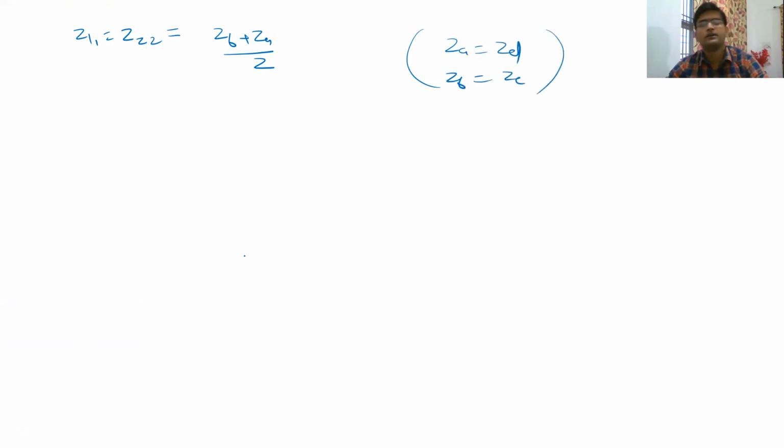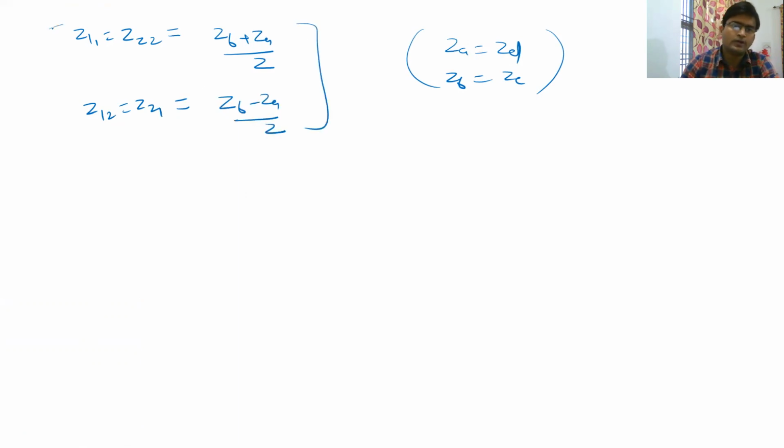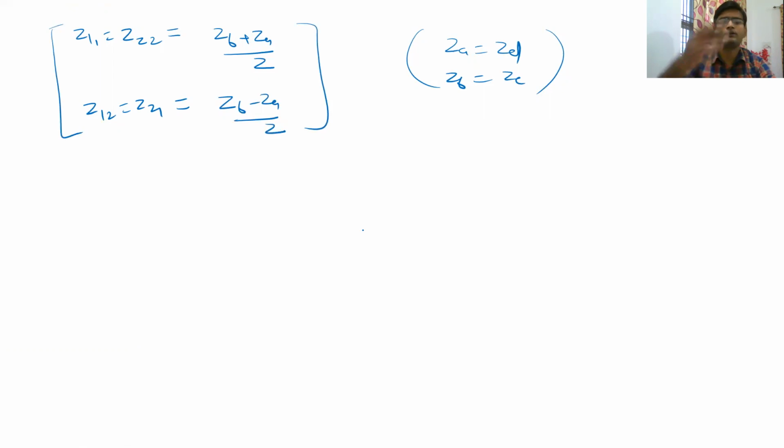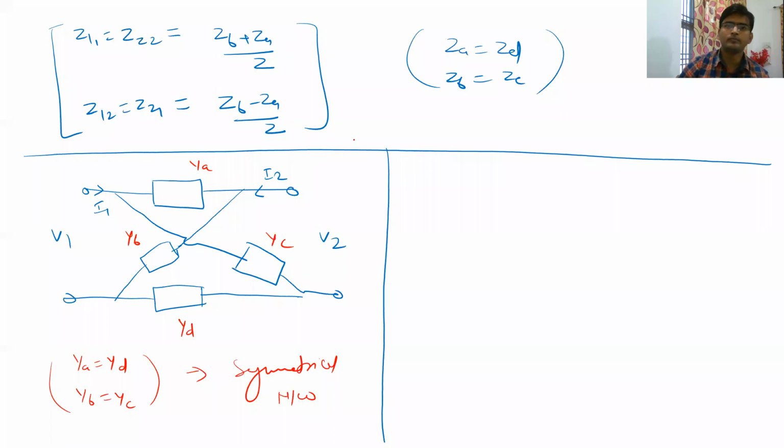We have already taken this into consideration. And also Z12 is equal to Z21. It will be equal to ZB minus ZA divided by 2. So this is what you are going to get for a network like this, which is symmetrical, all your Z parameters. So let us make a lattice network which has admittances in place of impedances and calculate its equivalent Y parameters.